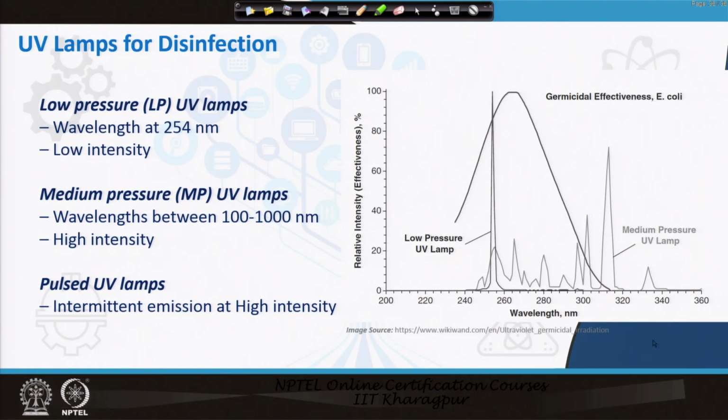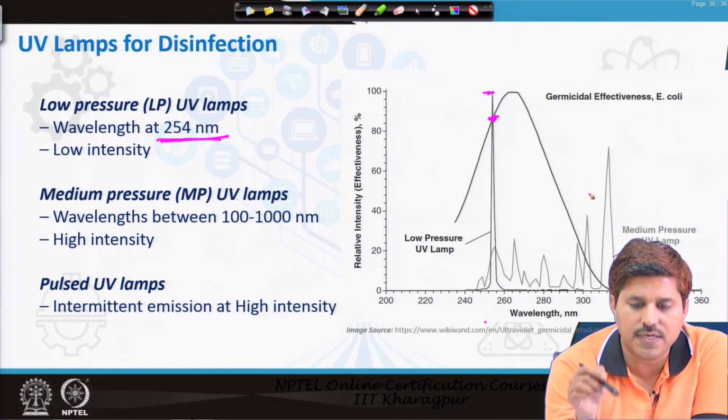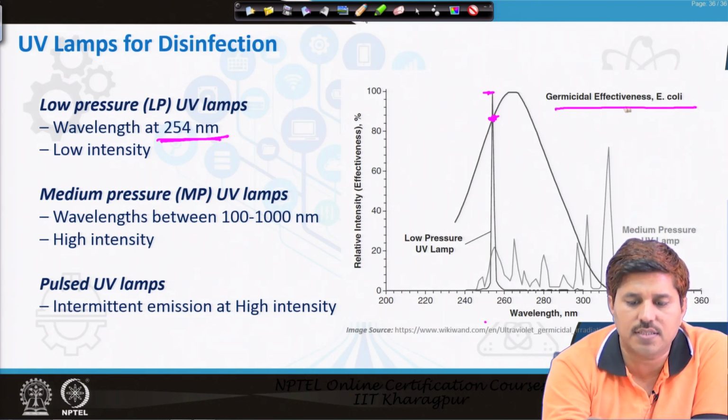So, the lamps that are used for disinfection purposes are low pressure UV lamps, which are generally made of mercury, and then medium pressure UV lamps, again made of mercury. Low pressure UV lamps target the wavelength at 254 or 264 or somewhere in between, where the efficiency is highest. Generally 254 is the target. So, the lamp has a wavelength of 254, and this is a low pressure UV lamp. It will emit light at this wavelength, which has very good disinfection abilities. This is the germicidal effectiveness for E. coli, for example.